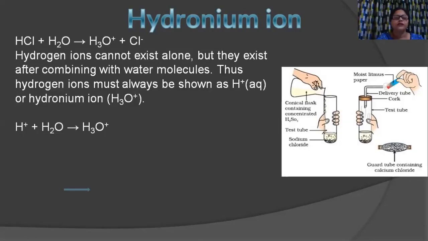Whenever H plus ion combines with water, it forms hydronium ion. Now see, in this activity, you will see that there is a test tube in which sodium chloride salt has been taken. In this sodium chloride salt, some amount of concentrated sulfuric acid will be added. We have taken concentrated sulfuric acid so that the water content will be minimum in it.